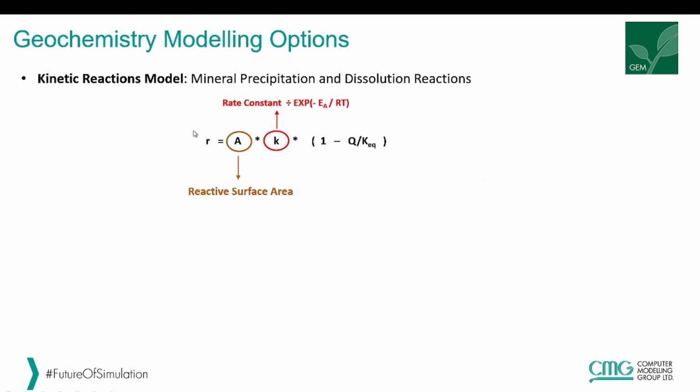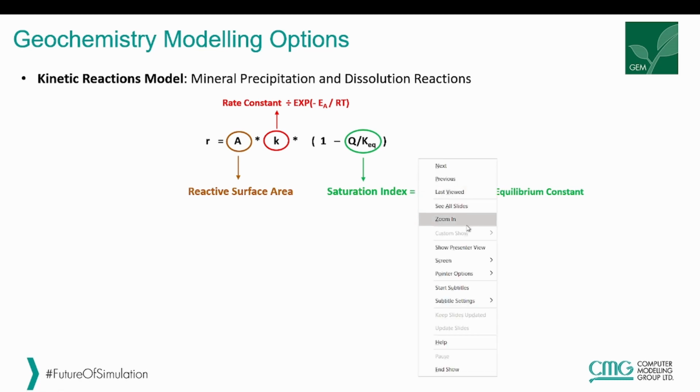The second parameter is the rate constant of the reaction, which is proportional to the activation energy divided by temperature in the exponential factor here, and you will recognize here an Arrhenius type model for the rate constant, which we adopt also in CMG. And finally, this term 1 minus Q divided by the equilibrium constant, where Q divided by the equilibrium constant is the activity product over the equilibrium constant, which is called the saturation index. And this term defines the direction of this reaction. When Q is larger than K, we'll have precipitation occurring. In the opposite case, dissolution will take over.